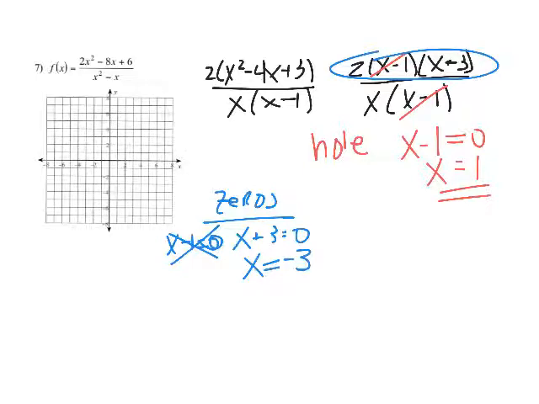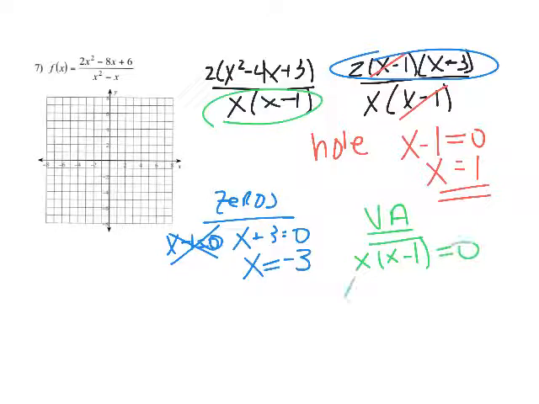Then you can do vertical asymptotes. For vertical asymptotes, you take your denominator and set it equal to 0. Again, you do have 2 items in your denominator to start with, but one of them shouldn't really exist. You get x equals 0, and then you would have x equals 1, but remember, there is a hole in your graph at x equals 1.